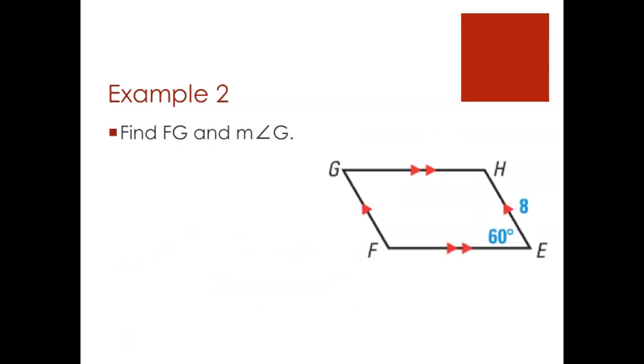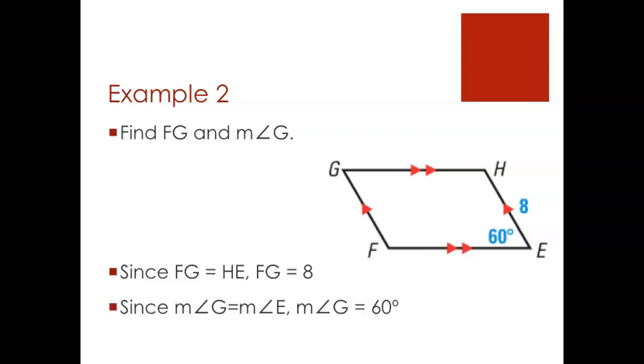Find FG and the measure of angle G. So here, since we know that FG has to equal HE, we know that FG must equal 8. Now similarly, we can find the measure of angle G by looking at the opposite angle. We can say that the measure of angle G is also going to equal 60 degrees.